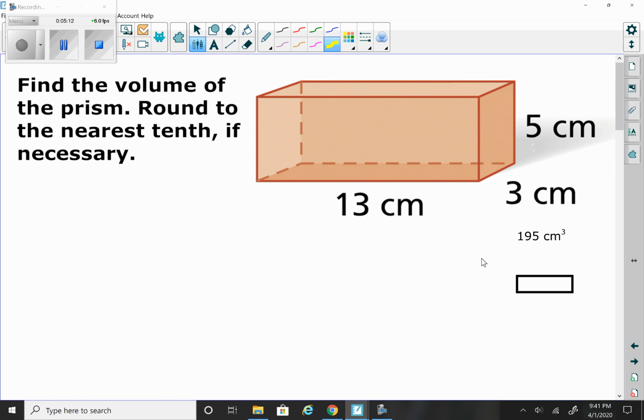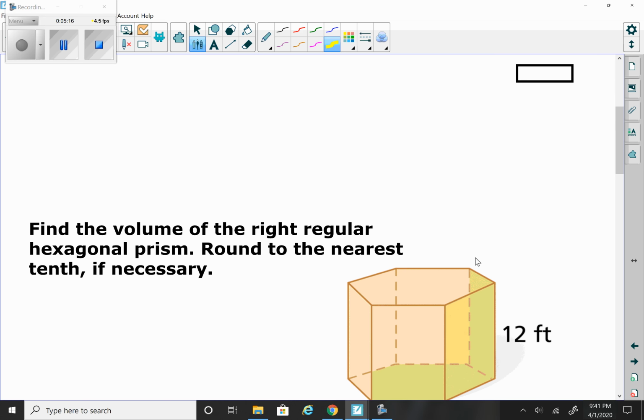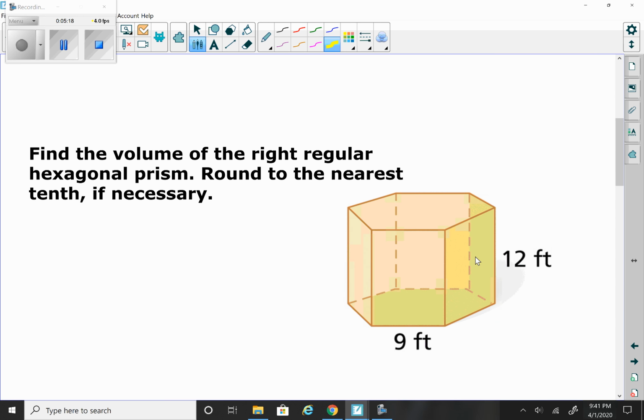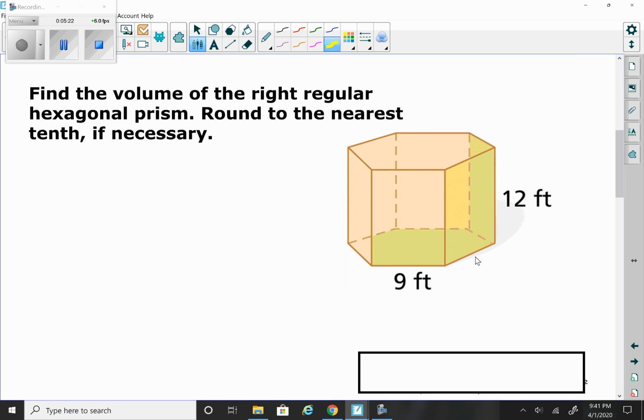But what if we had maybe a bit more challenging shape than just a rectangular prism? What if, as an example, we had a hexagonal prism? So again, this is a right regular hexagonal prism. Right means that it's standing straight up and down. Regular means that the base is a regular hexagon. And we want to find the volume. Again, we know that the volume of a prism is going to be the area of the base times the height. But the challenge here is that our base is a hexagon.